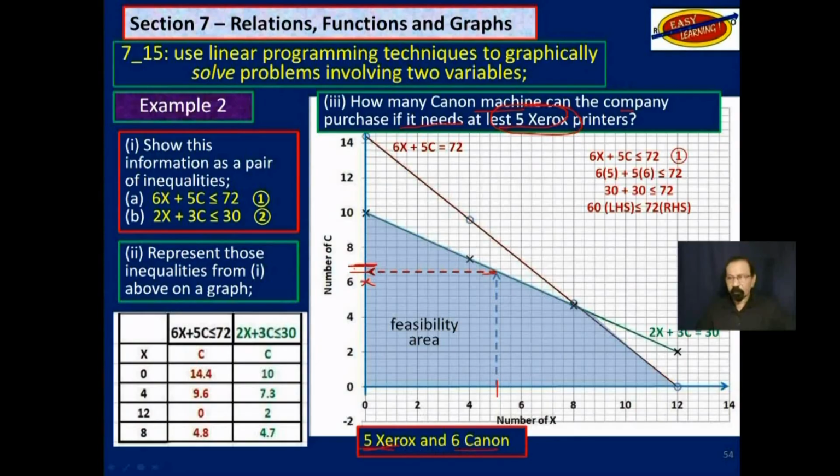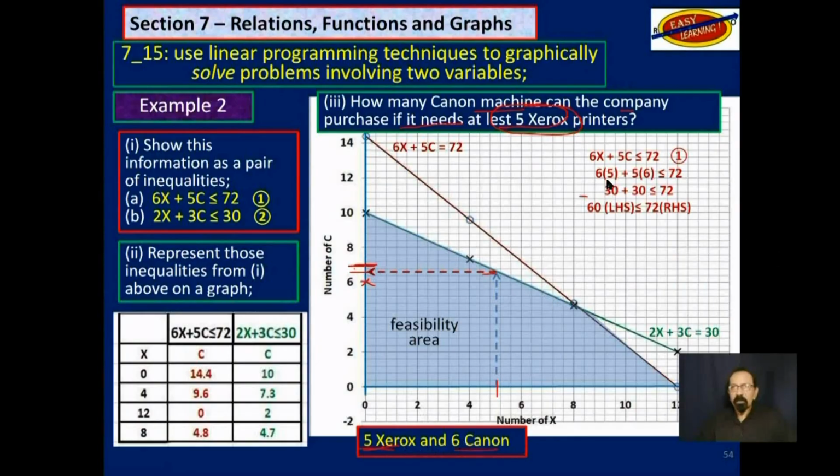That's one answer. So if you substitute that, notice 60 here is less than 72. So we are within our limit. And 28 here in terms of maintenance is less than 30. So we are well within our limits.